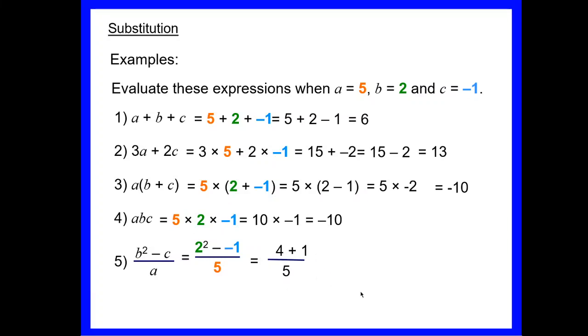When we see this fraction line, we work out the top line and we work out the bottom line separately. So our top line, 4 plus 1 is 5. Our bottom line was just 5. And 5 divided by 5 is 1. Make a note of those, check you're happy with those before you move on. So the key steps are: first, substitute the numbers exactly, then deal with any double symbols, then use BIDMAS to find the value of the expression.